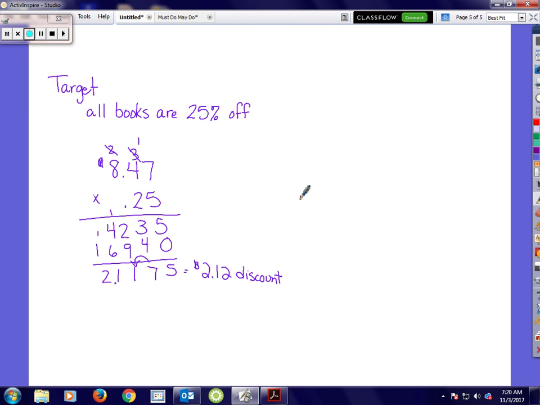So my $8.47 minus my $2.12, 5, 3, and 6. So my total cost for my book is going to be $6.35.